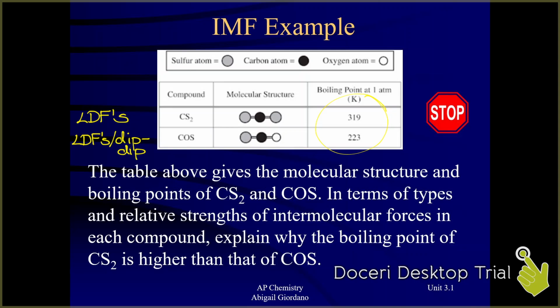We've talked through this, so even though CS2 is experiencing London dispersion forces only, it is a larger molecule with more electrons, and let's use that big vocabulary word. That makes CS2 the more polarizable molecule. So the London dispersion forces experienced by CS2 are in fact stronger than all of the forces combined from COS. That's how to answer a question like that.